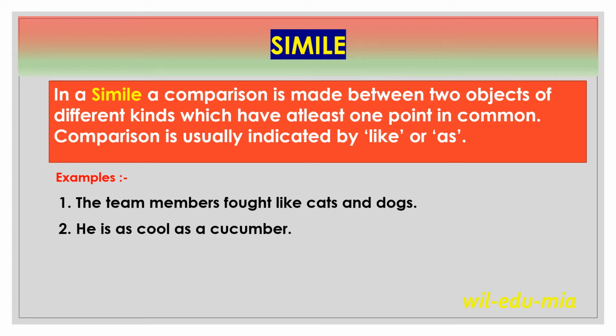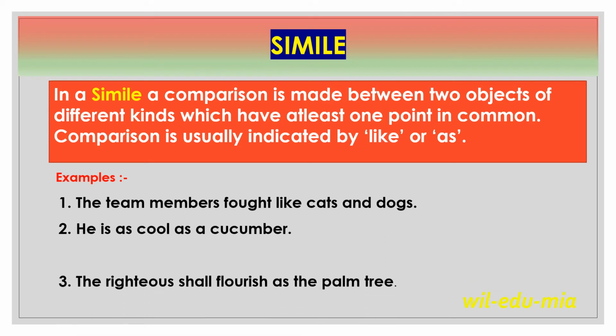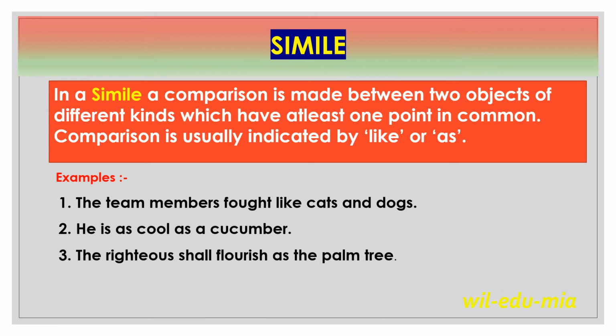He is as cool as a cucumber. Here also we are comparing his coolness with the coolness of a cucumber by using the word as. The righteous shall flourish as the palm tree. So how will the righteous flourish? Like the palm tree by using the word as. He fought like a lion in the battle. Yes, the comparison is there between his fight and that with the lion. So both are compared by using the word like.